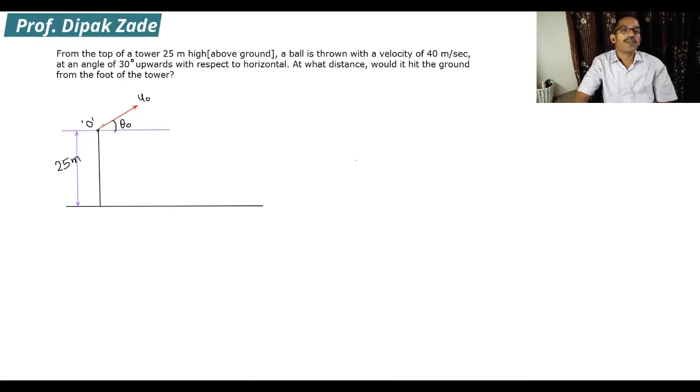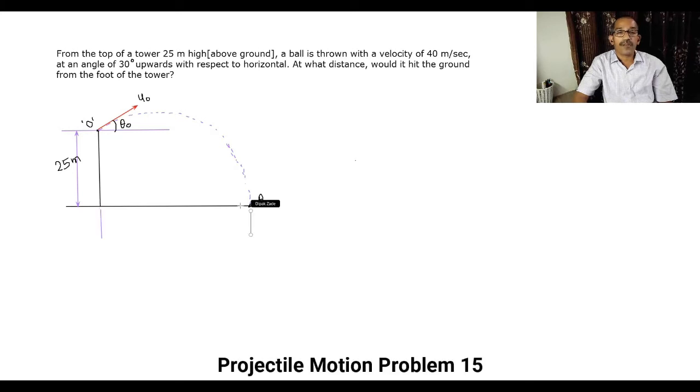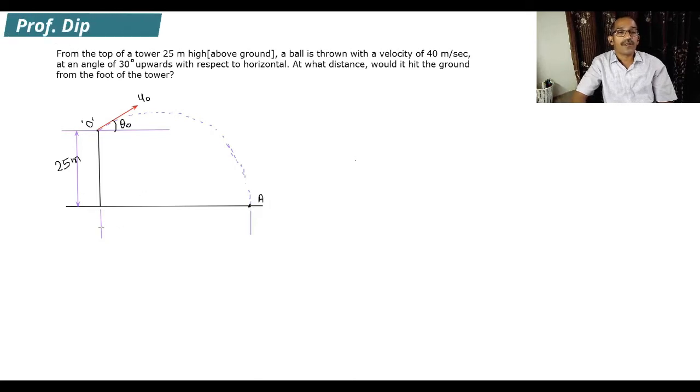Once the ball is projected, finally it will strike the ground somewhere. The path traced by the projectile is parabolic. So it moves upward, then moves downward, and finally strikes the ground. Say the name of this point is A. Now you have to find at what distance from the foot of the tower the ball strikes the ground. This horizontal distance traveled during the motion is represented by x, and this is the distance you have to find.